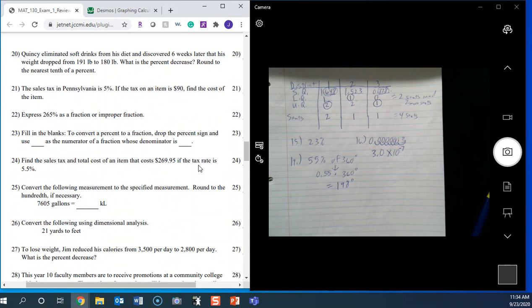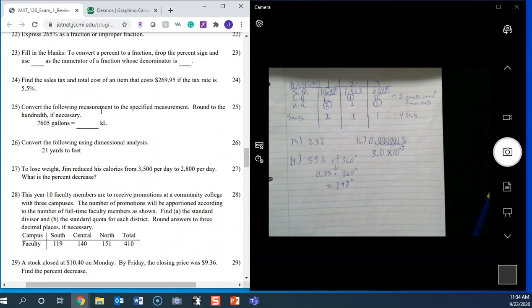Okay, let's see. All right, let's look here at problem 21. It says the sales tax in Pennsylvania is 5%. If the tax on the item is $90, find the cost of the item. Let me see. No, 24 would actually be a better problem. It says find the sales tax and total cost of an item that costs $269.95 if the tax rate is 5.5%.